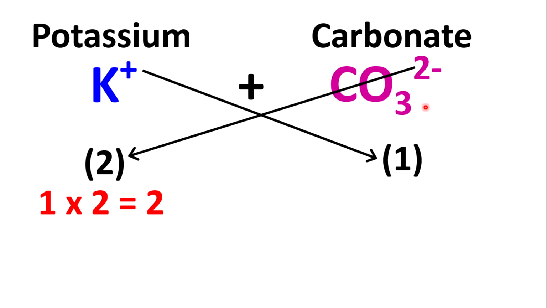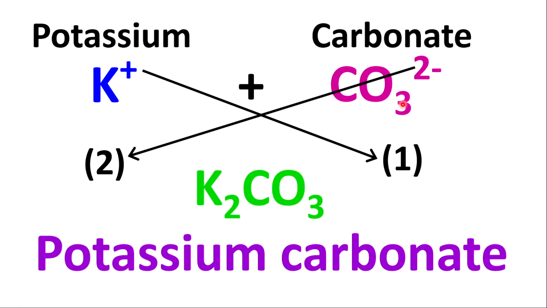The mathematical expression will be 1 positive multiplied by 2 equals 2, while the negative 2 multiplied by 1 equals negative 2. Hence, a negative 2 plus a positive 2 equals 0. So, we require 2 atoms of potassium and 1 molecule of carbonate. Hence the formula K2CO3, and that is named potassium carbonate.